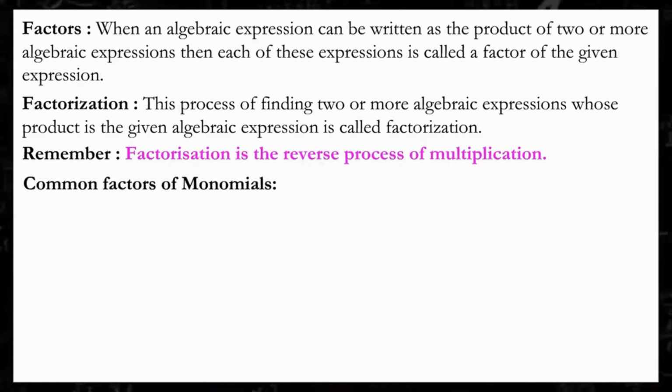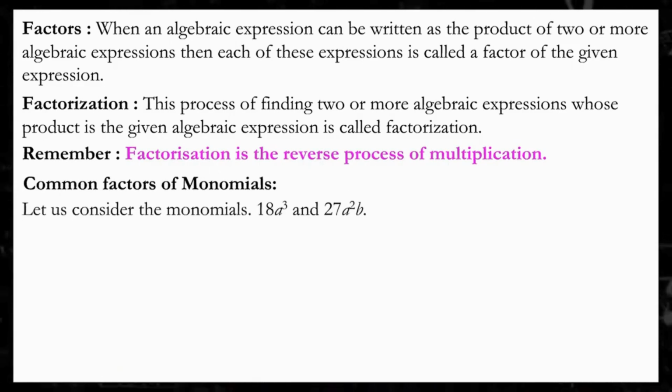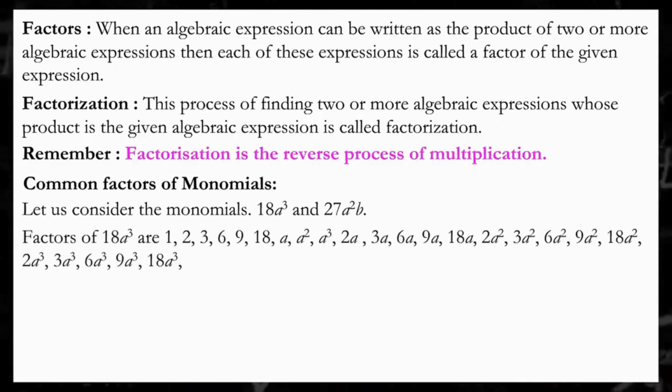Common factors of monomials. Let us consider the monomials 18a cube and 27a square b. Factors of 18a cube are 1, 2, 3, 6, 9, 18, a, a square, a cube, 2a, 3a, 6a, 9a, 18a, 2a square, 3a square, 6a square, 9a square, 18a square, 2a cube, 3a cube, 6a cube, 9a cube, 18a cube.